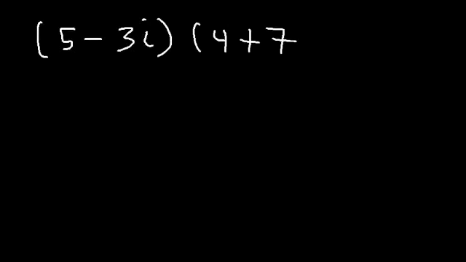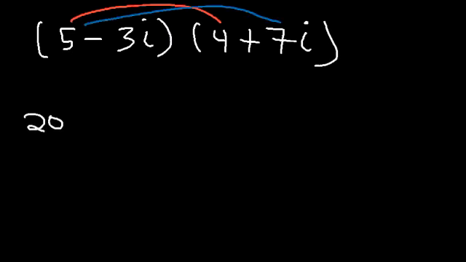Try this one. What is 5 minus 3i times 4 plus 7i? In this example, we need to FOIL. So what's 5 times 4? 5 times 4 is 20. And then 5 times 7i is 35i.